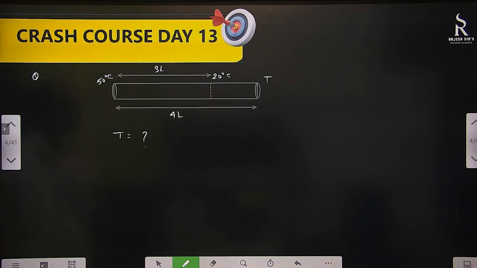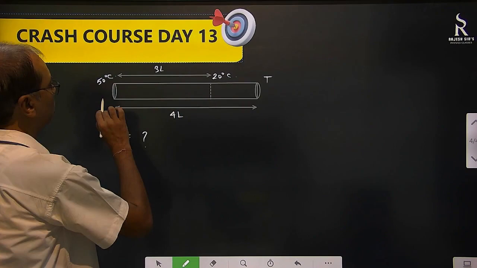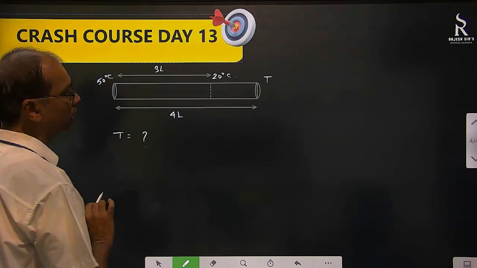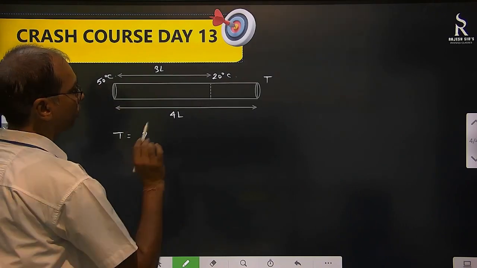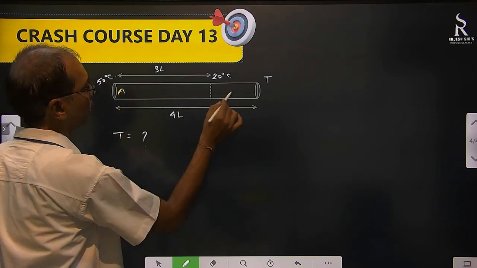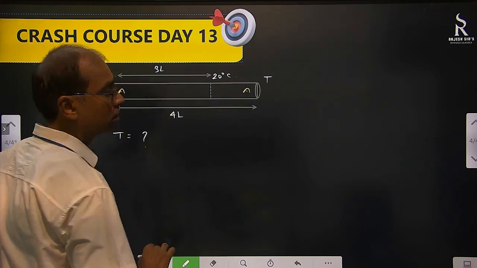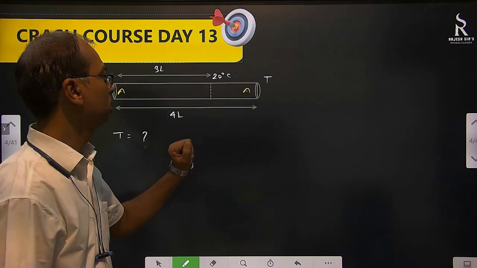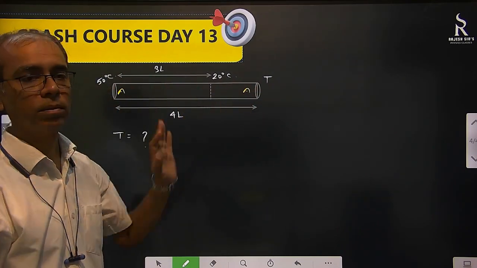See another one. This is the rod. This temperature is 50, this is 20. This is T, and T you have to find. Total length of the rod is 4L, whereas this part is 3L, and area you can say is A. Similar question. In the previous question, this and this were given, this was asked. Now here this and this are given, this is asked.